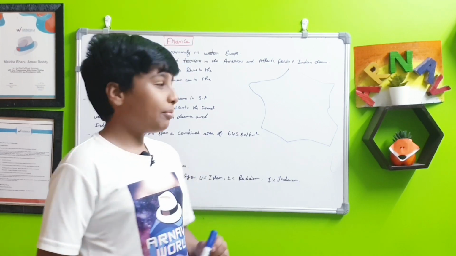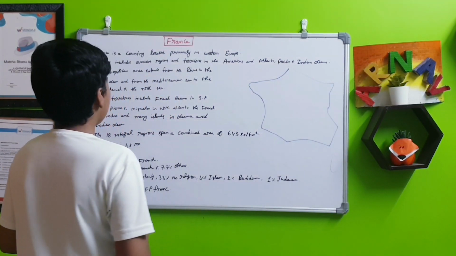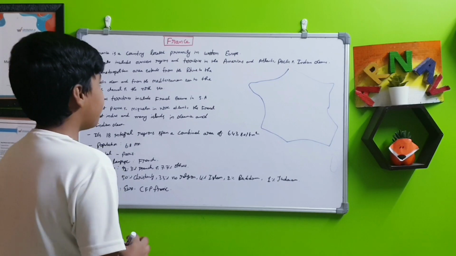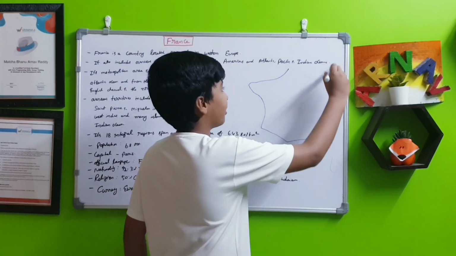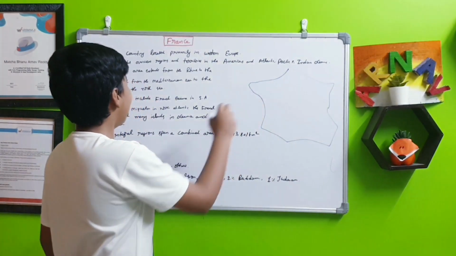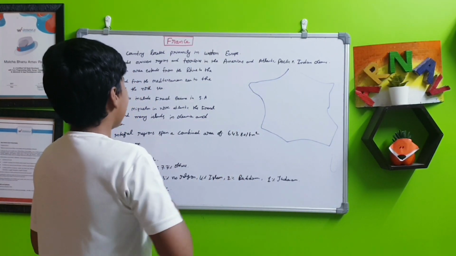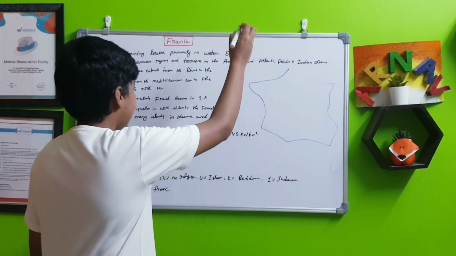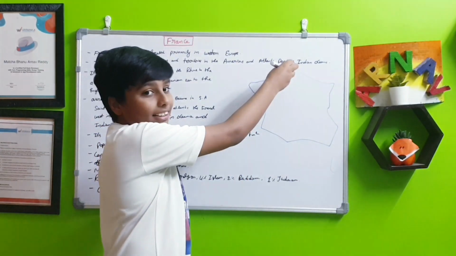The metropolitan area extends from the Rhine River, which goes like this, to the Atlantic Ocean, which is here, and from the Mediterranean Sea in the south to the English Channel and the North Sea in the north.